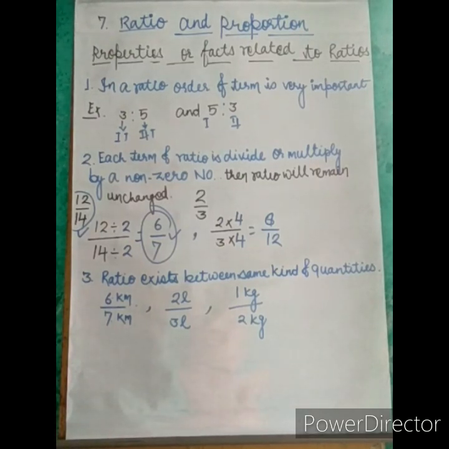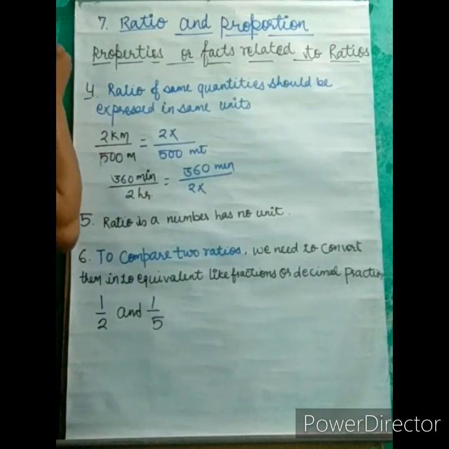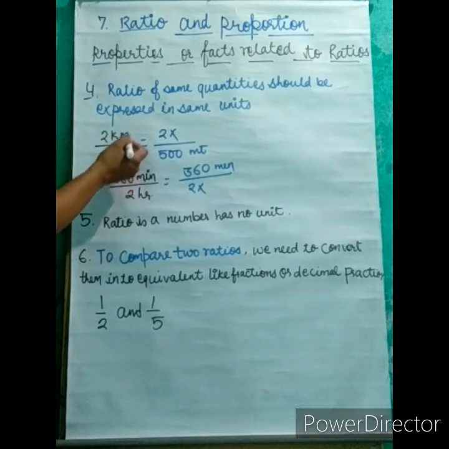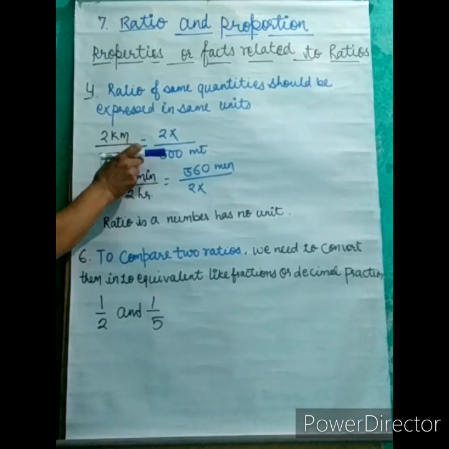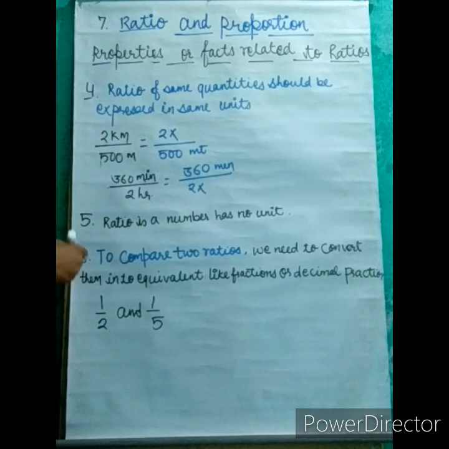Now the next property, property number 4: the ratio of the same quantity should be expressed in the same units. Now you can see both quantities represent distance, 2 kilometer and 500 meter, but you can see the units are not the same. Both represent distance, but the units are different. So what we will do is change this meter into kilometer or this kilometer into meter, so that both have the same units.